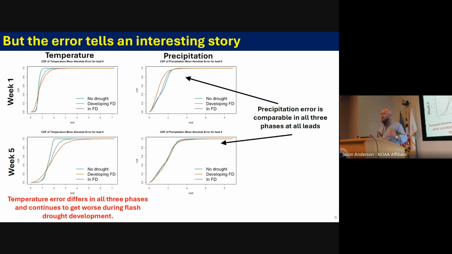So when we're talking about being able to forecast something that's happening on that less than 5-week time period, usually the 3 to 4 week time period, knowing that your error in the temperature is growing within the model during those time periods is going to make it even trickier to get the associated temperature that you need to develop a flash drought.